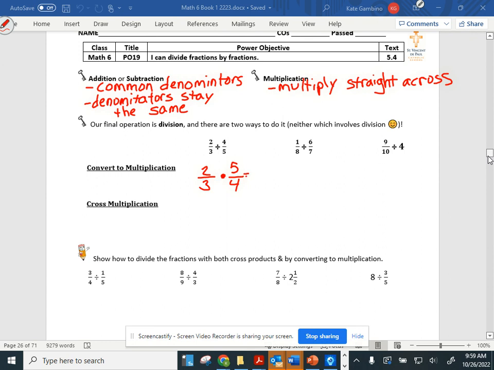So 2 times 5 is 10. 3 times 4 is 12. What do I always have to do? Simplify. I can divide a 2 out. 10 divided by 2 is 5. 12 divided by 2 is 6. So now let's look at 1/8 divided by 6/7.